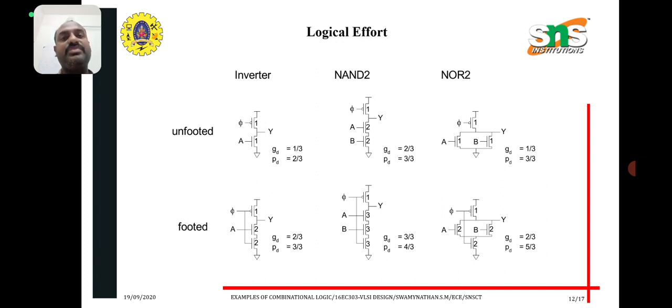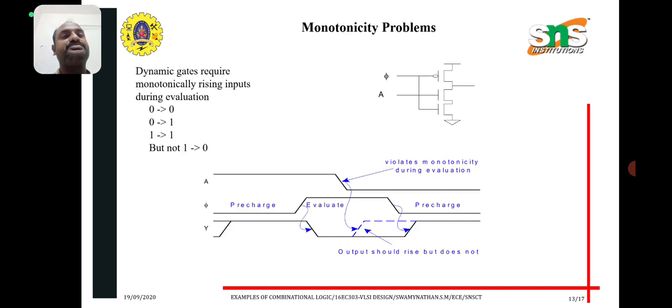Logical effort means the effort to bring the output from the input. What logic do you spend to bring out the output? That is called logical effort. So here the main problem that occurs is the monotonicity problem. So what is monotonicity? In the evaluation phase, if the input is 0 the output is 0, and if 1 comes it should stay 1, it should not go to 0. So you need to bring down the value.